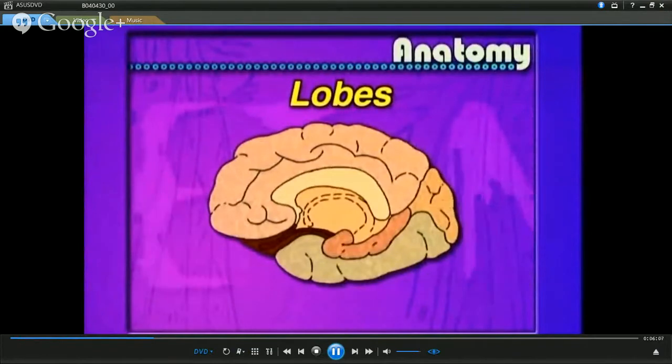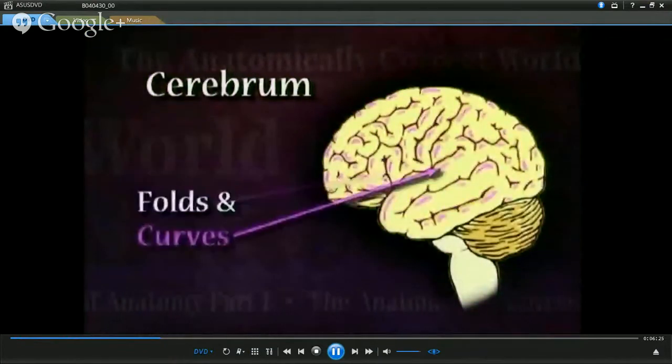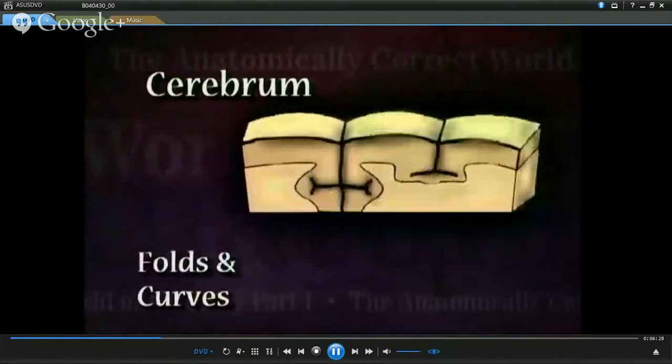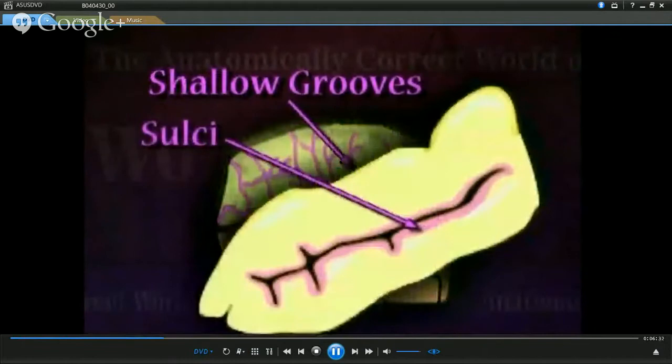These guys are named for the cranial bones that cover them. You know, the skull bones. Don't get too stressed out about all of these names. Just know that each cerebral hemisphere contains several lobes. Now, some more fascinating facts about the cerebrum. The cerebrum is highly convoluted. This means it has tons of folds and curves. These folds and curves are made up of elevated ridges of tissue called gyri and shallow grooves called sulci.